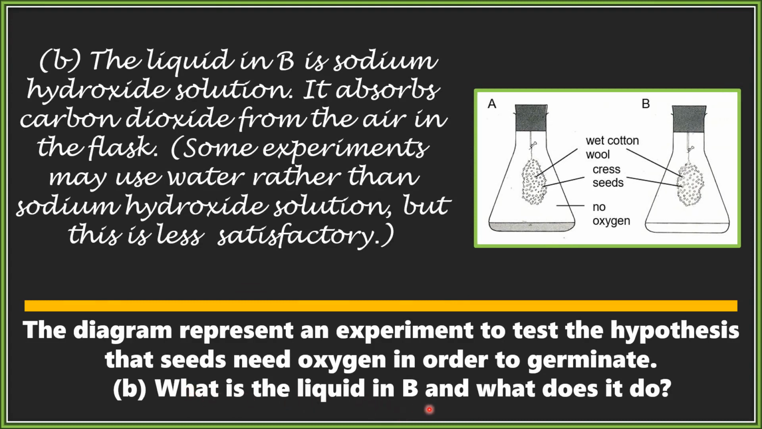B. What is the liquid in B and what does it do? The liquid in B is sodium hydroxide solution. It absorbs carbon dioxide from the air in the flask. Some experiments may use water rather than sodium hydroxide solution, but this is less satisfactory.